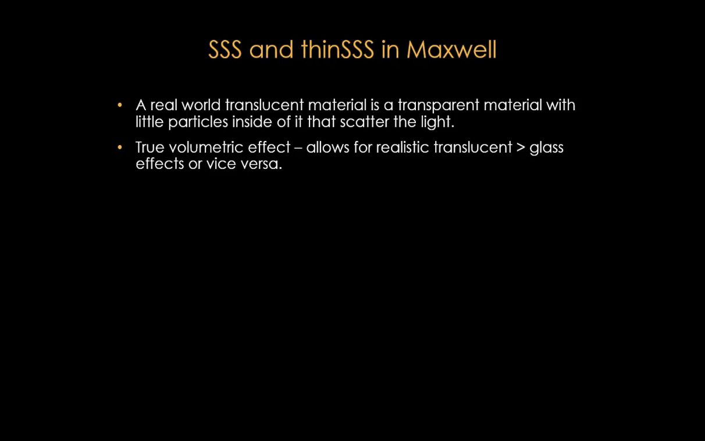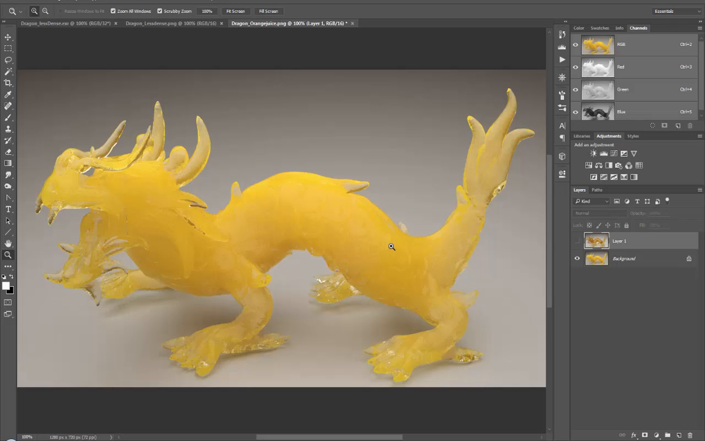So, for example, if you imagine that this is a frozen dragon popsicle of orange juice, in reality it will look exactly like this. So the thicker parts will look translucent, and where they get really thin, it looks more glass-like, simply because we have fewer of those particles here that can scatter the light. And so this highly realistic effect is really automatic with Maxwell's true volumetric subsurface scattering material.